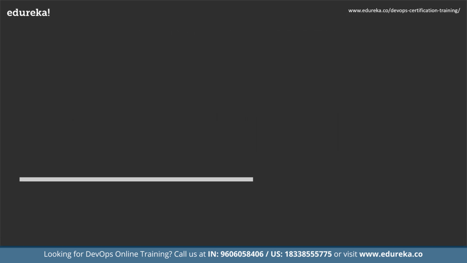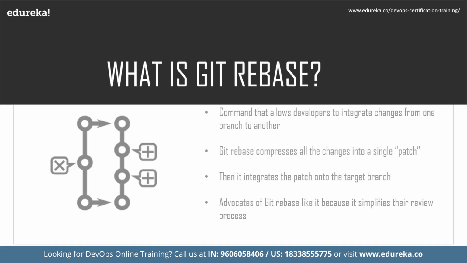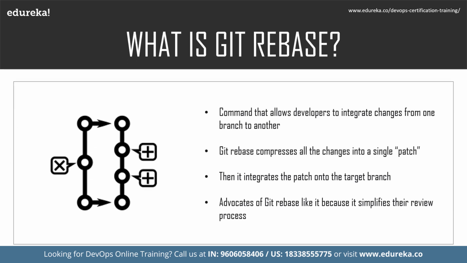Now let us understand what is Git Rebase. Git Rebase is a command in Git that allows developers to integrate changes from one branch to another. Now you must be wondering what's the difference between Merge and Rebase. Git Rebase compresses all the changes into a single patch. Then it integrates this patch onto the target branch. Unlike merging, rebasing basically flattens history. It transfers the completed work from one branch to another. So in this entire process, unwanted history is eliminated. Advocates of Git Rebase like it because it simplifies the entire review process.